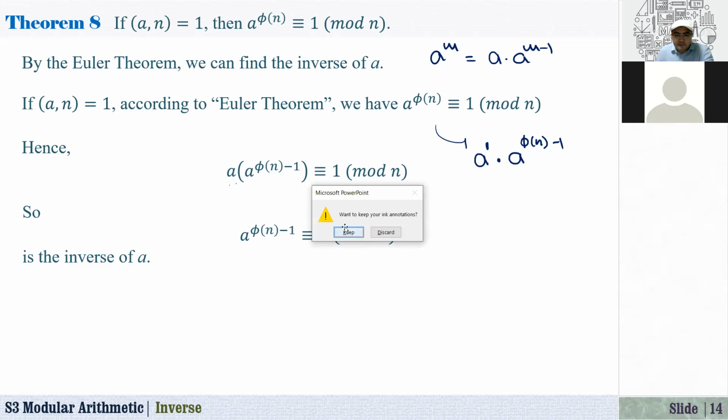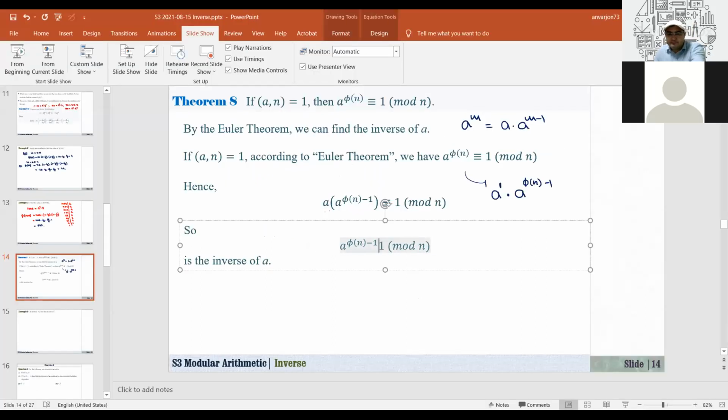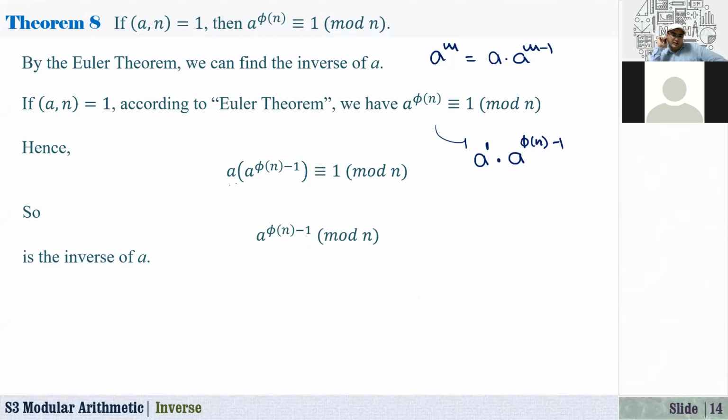No, I need to write something here. Small mistake. This a to the power of phi n minus 1 mod n is the inverse of a. So that means that if you multiply a by this, it is congruent to 1 mod n, which means that this number is the inverse of a mod n. Inverse of a means that your product is congruent to 1 mod n. That means that if you divide the product by n, it leaves a remainder of 1.